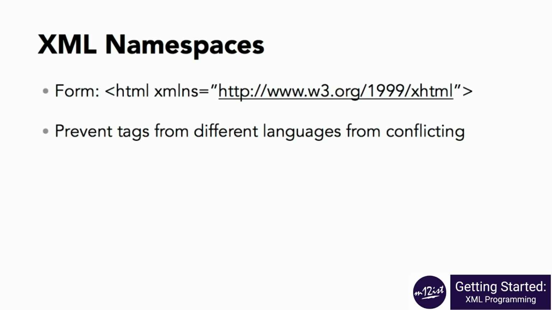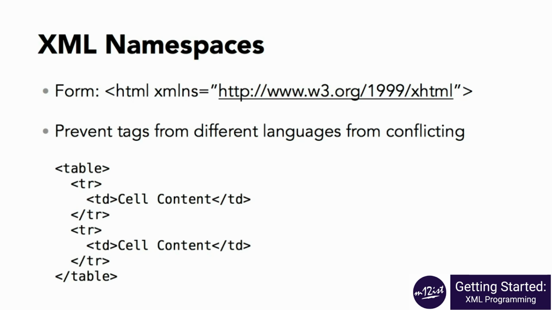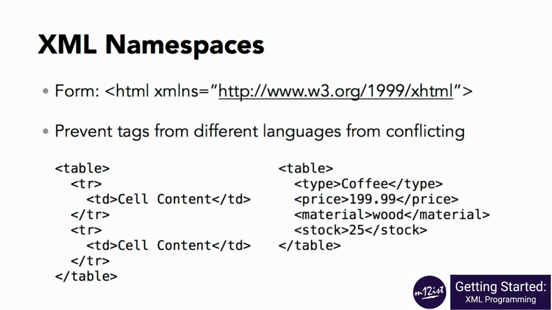So let's take a look at an example. Suppose I have an HTML file with a table in it, right? And HTML tables have things like table rows and table cells. They're used to lay out tabular data. However, if I create an XML document and I work for, say, a furniture company, to me, a table means something completely different, right? My table definition for furniture might have a type, a price, a material, how many I have in stock. Well, if I try to use my XML table inside my HTML table, that's going to cause problems, right? The browser's going to look at that table tag and say, wait a minute, what is type? What is price? I've never seen this before.